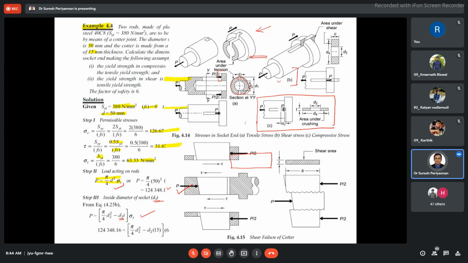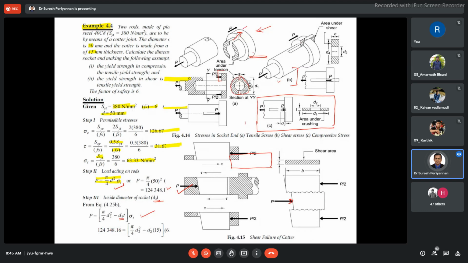In the 3D view, I can tell clearly that crushing is going to happen inside this slot, due to compressive stress. Because of the equilibrium diagram, the force is acting like this on this region. This is the region going to have crushing.